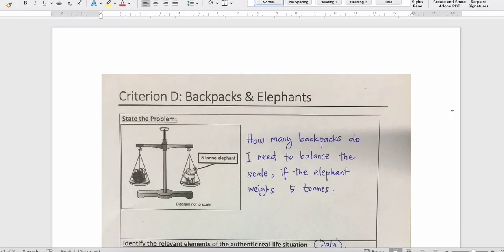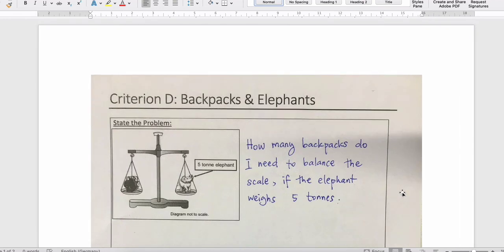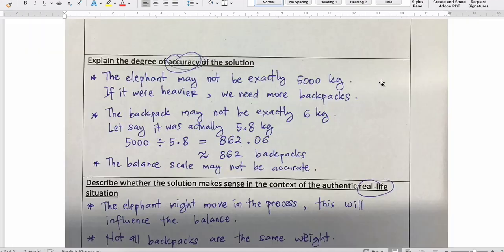Remember the backpack and elephant problem, how many backpacks are needed so that you have a balance between the backpacks and the elephant, which weighs 5,000 kilograms. So at the time, we made an assumption that each backpack was 6 kilograms because we measured somebody's backpack and it was 6 kilograms. That's our assumption. And from the calculation, we get if the backpack is 6 kilograms, we need 833 backpacks. So when we make a comment on the degree of accuracy, we should mention how it will affect the answers.